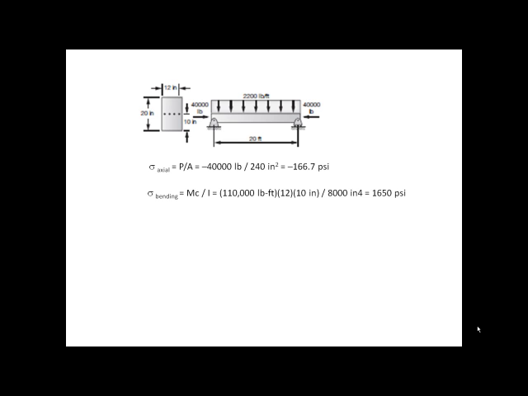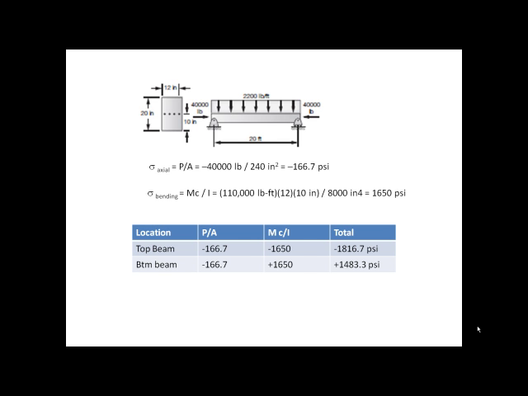Now again, you got to think the way that this beam is bending. It is placing a tension in the bottom of the beam and a compression bending stress up on the top of the beam. So if we create our table, as we've seen throughout this chapter, we know P over A is the same throughout the whole cross section, negative 166.7 psi. The bending stress is a compressive stress on the top of the beam and a tension stress on the bottom of the beam.